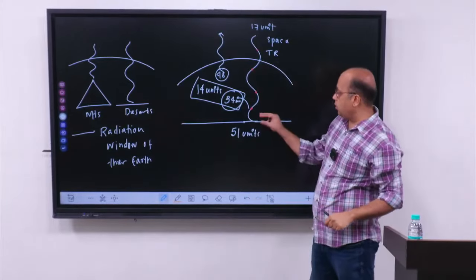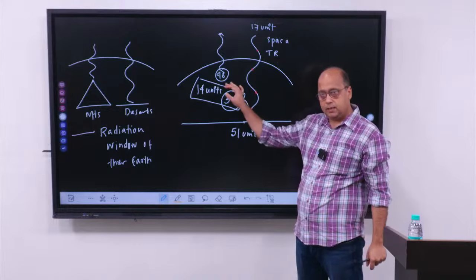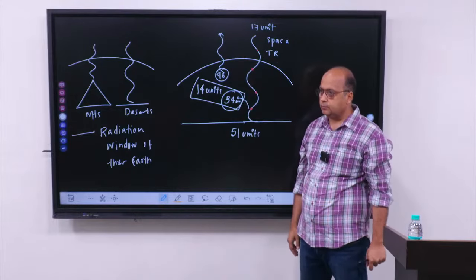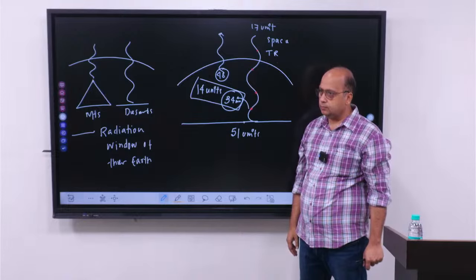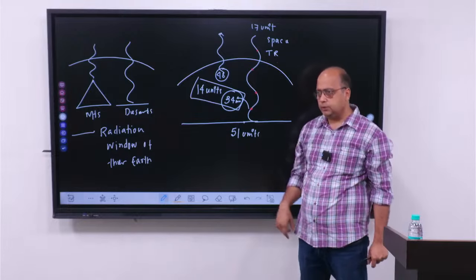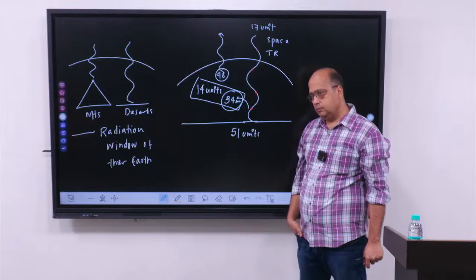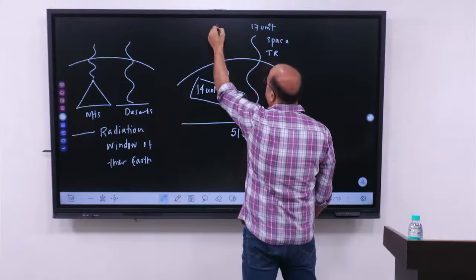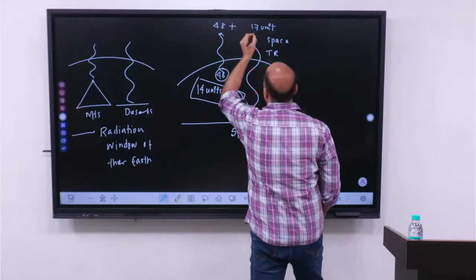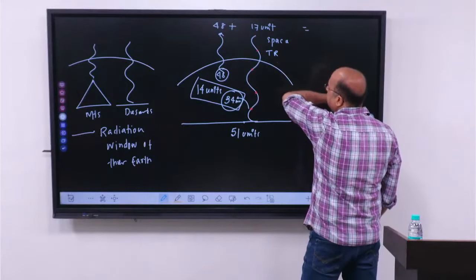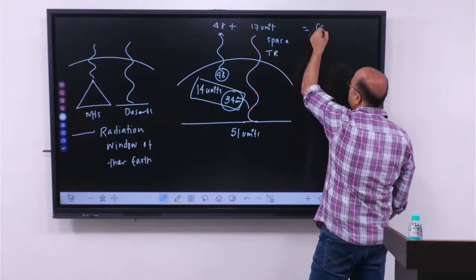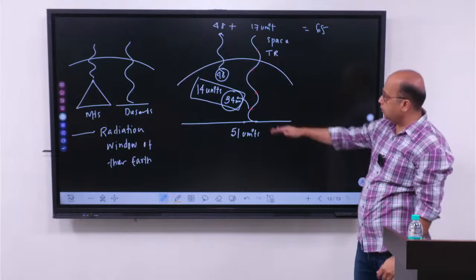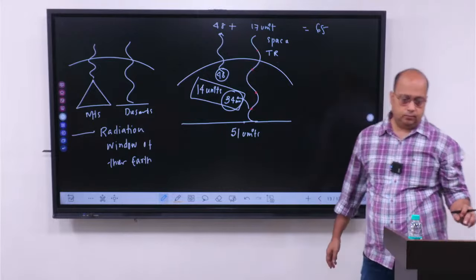So the energy is lost from the surface as well as the atmosphere. The ozone also has some, so 48 units are lost to space. So now 48 plus 17 is equal to 65. This is how things balance. So draw this. Let us draw.